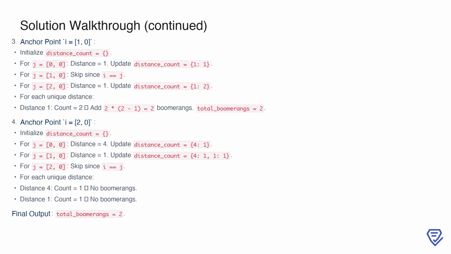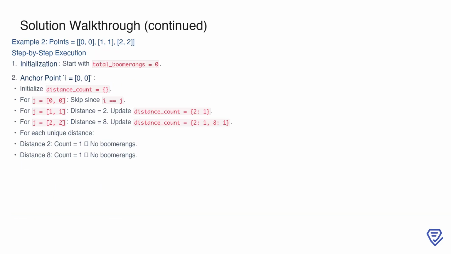For j equals (0, 0), the squared distance is 4, so distance_count becomes {4: 1}. For j equals (1, 0), the squared distance is 1, updating distance_count to {4: 1, 1: 1}. For j equals (2, 0), we skip the calculation. Checking each distance, both distance 4 and distance 1 have a count of 1, so no additional boomerangs are added. The final total for this example remains 2.